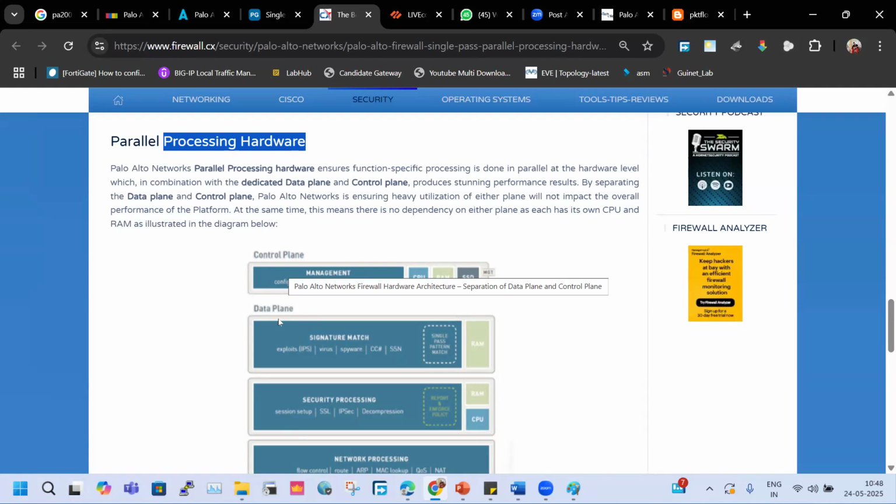Similarly, if you have any issue with your data plane, your control plane will be safe. You will be able to access your firewall. You will be able to check what is going on in your firewall, right? So this is the difference.